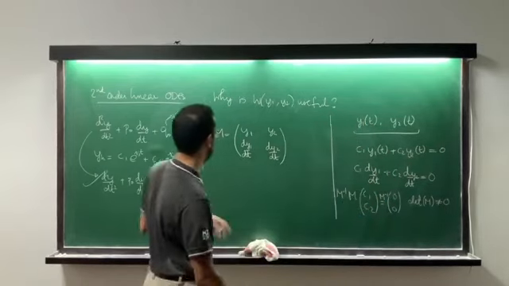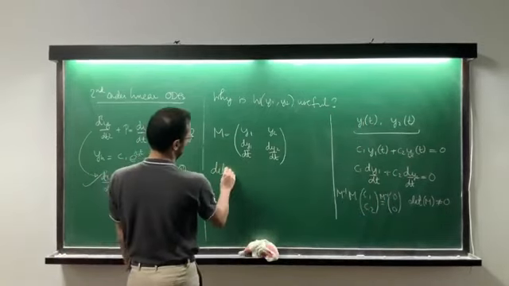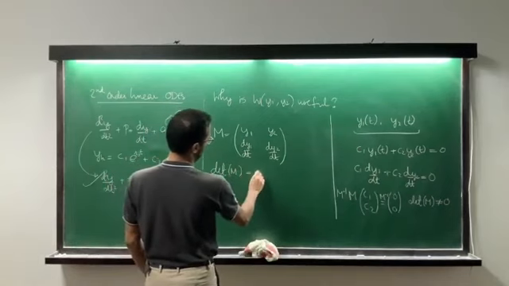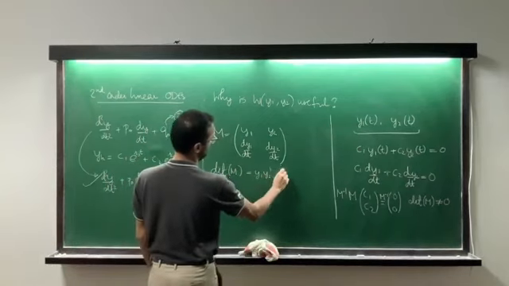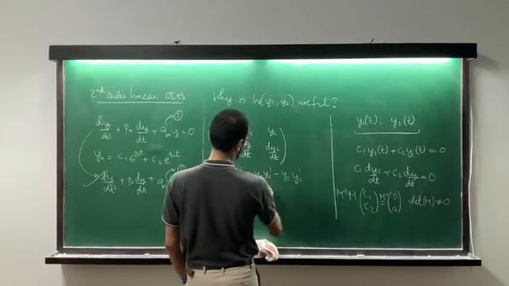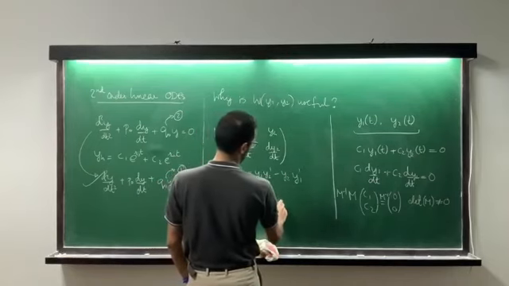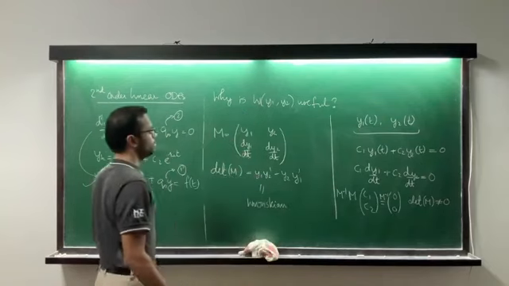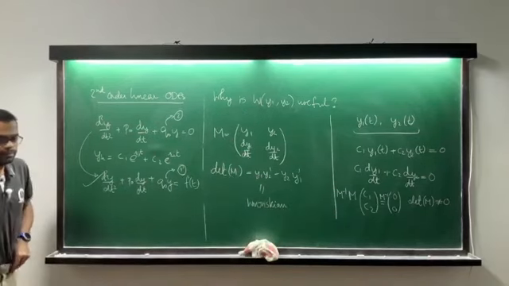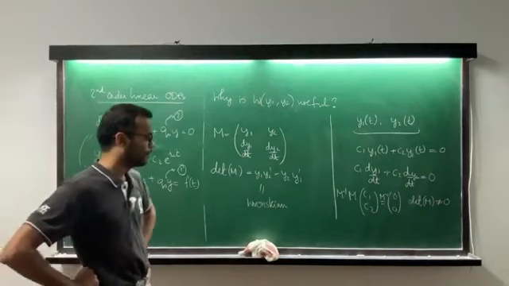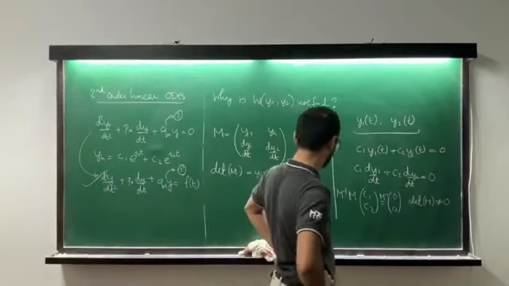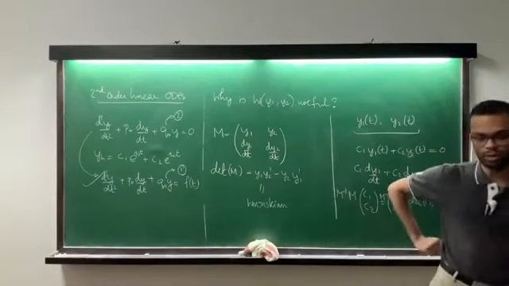So what is the determinant of m? The determinant of m is y1 y2 prime minus y2 y1 prime. This is just the Wronskian, W of y1, y2.